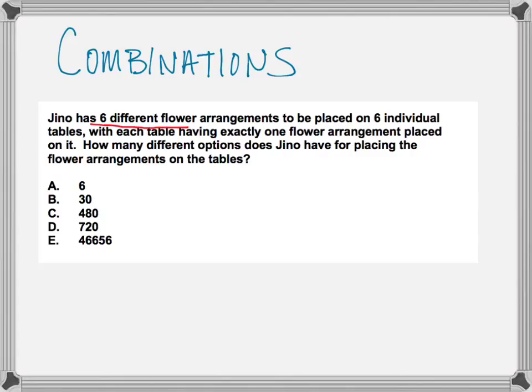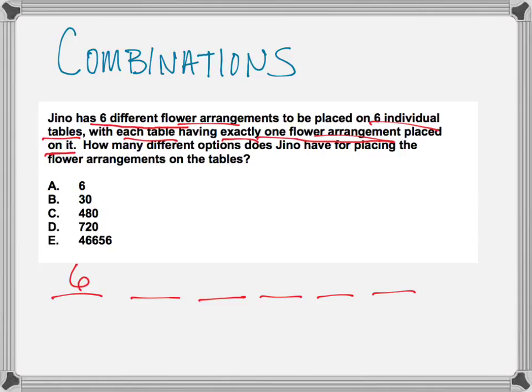We have 6 different flower arrangements, and we have 6 tables, right? So let's just do 6 tables: 1, 2, 3, 4, 5, 6. And remember, they always have to tell you whether you can place 2 arrangements on one table, and it says each table has exactly 1 flower arrangement placed on it, right?